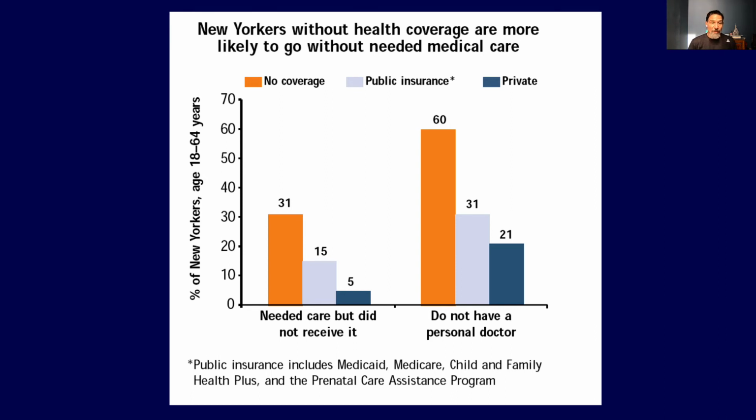And then you can stratify that information by insurance status. And what this slide is showing is that you're much more likely to go without needed care when you need it if you don't have health insurance coverage or if you have public insurance. And similarly, in terms of having a personal doctor. Very useful information for health departments to have so that they can address or at least highlight problems around access to care.